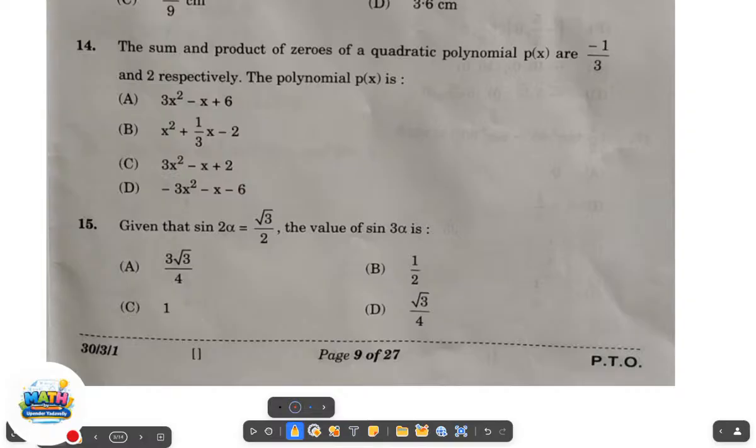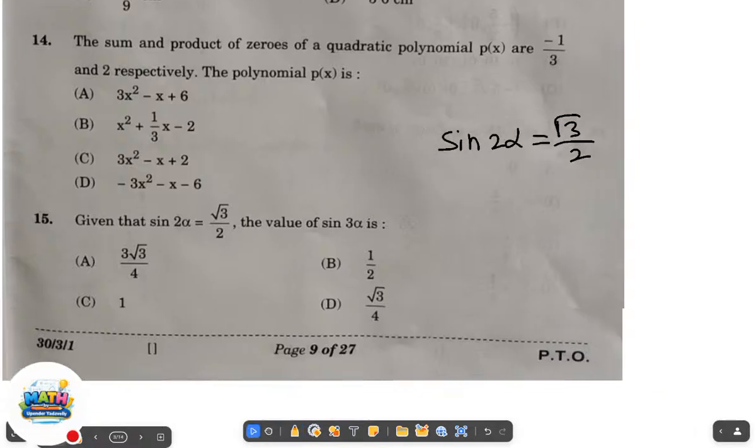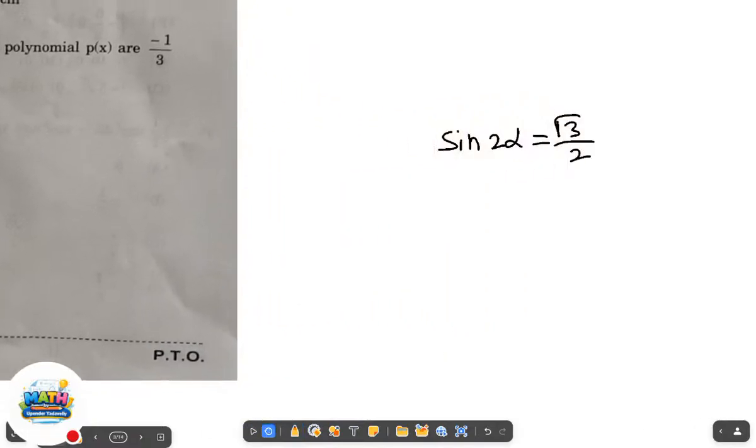Next, 15th question. Given that sine 2 alpha is equal to root 3 by 2, what is the value of sine 3 alpha? So to find sine 3 alpha, first of all we have to find the value of alpha, right? So what is given here? Sine 2 alpha is equal to root 3 by 2. So at which angle will we get root 3 by 2 in sine?